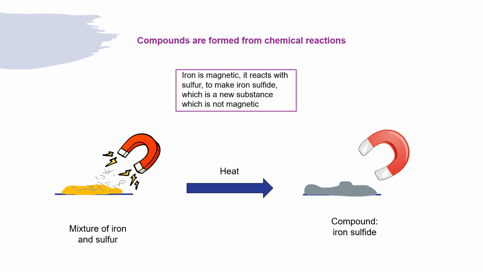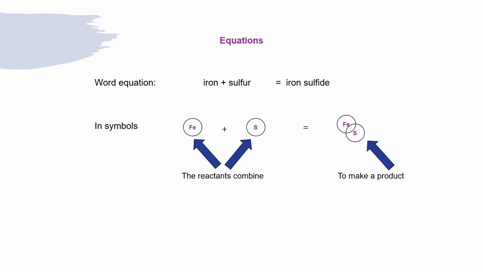Here is an example. Iron is magnetic. It reacts with sulfur to make iron sulfide, which is a new substance which is not magnetic. You can write equations to show what happens in a chemical reaction. Equations are a bit like chemical sums. These equations show what happens when iron reacts with sulfur.